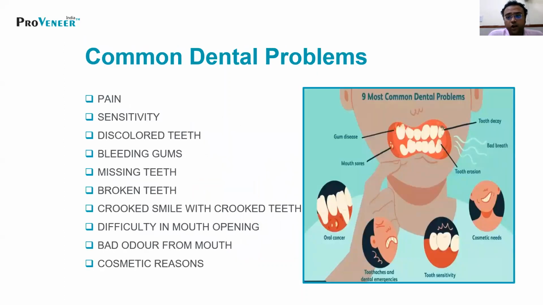There are 9 common dental problems everywhere, which include pain, sensitivity, discolored teeth, bleeding gums, missing teeth, broken teeth, crooked smile with crooked teeth, difficulty in mouth opening, bad odor from the mouth, and cosmetic reasons. These are the most common dental problems for which a patient visits a dentist, and it's the dentist's responsibility to correct all these problems. There are various different treatments for each of these dental problems, which is at the dentist's discretion and capability of doing the further treatment.